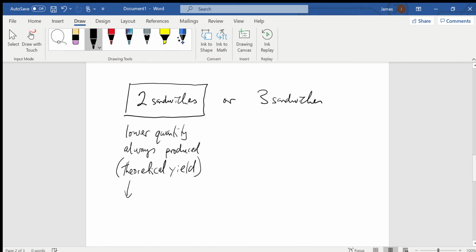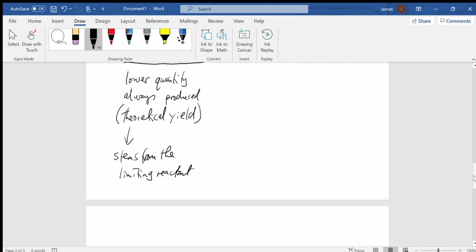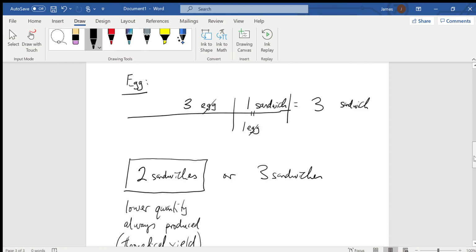And it stems from the limiting reactant. So the limiting reactant produces the theoretical yield, which is the lowest quantity, and the limiting reactant on this occasion was the bacon, because it's the bacon that led to the theoretical yield.